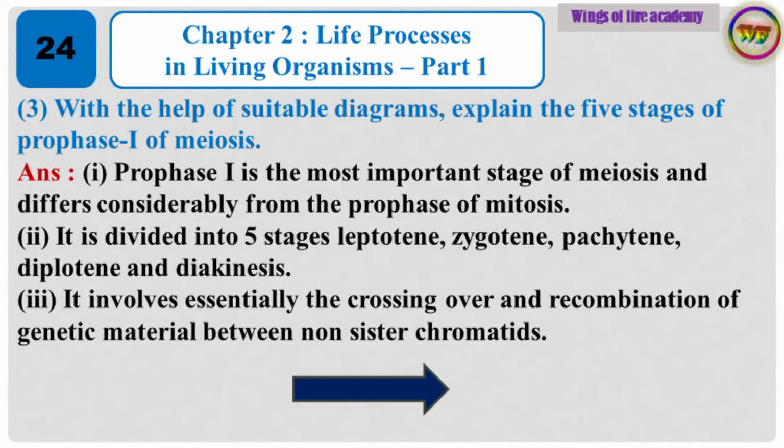Sub-question 3. With the help of suitable diagrams, explain the 5 stages of prophase 1 of meiosis. Answer. 1. Prophase I is the most important stage of meiosis and differs considerably from the prophase of mitosis. 2. It is divided into 5 stages: leptotene, zygotene, pachytene, diplotene and diakinesis. 3. It involves essentially the crossing over and recombination of genetic material between non-sister chromatids.